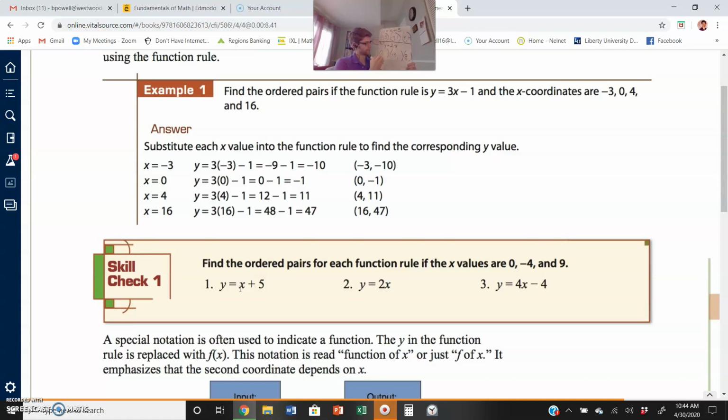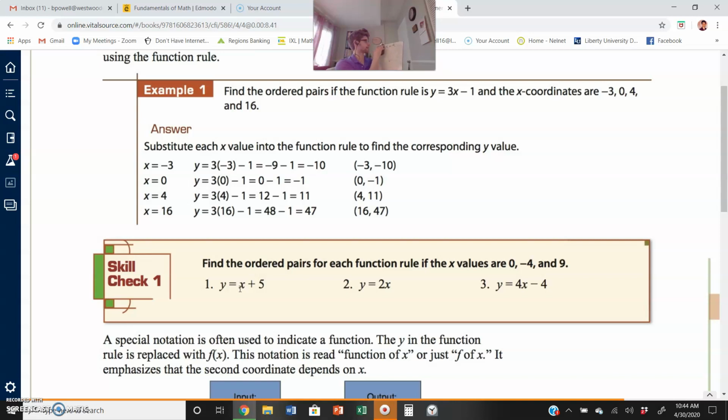So let's see what we get. Let's plug in a 0. 2 times 0, multiplication going on. 2 times 0 is 0, so we get the point (0, 0). -4 times 2 is -8. 9 times 2 is 18. So we should get the points (0, 0), (-4, -8), and (9, 18). Number 3. Give me a second while I erase this.